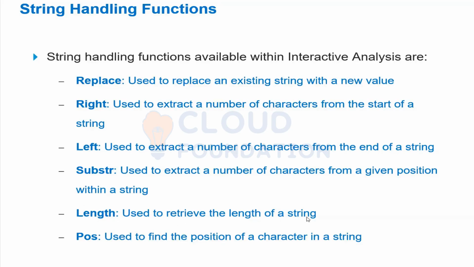Length is used to retrieve the length of a string. How many characters does CloudFoundation have? If you want to know the length of that string, if you use length, it will show whether it is 12 or 13 or 14. Position is used to find the position of a character in a string. In CloudFoundation, what is the position of F? That can be found by using the position function. These are the several string handling functions available in Web Intelligence: replace, left, right, substring, length and position.